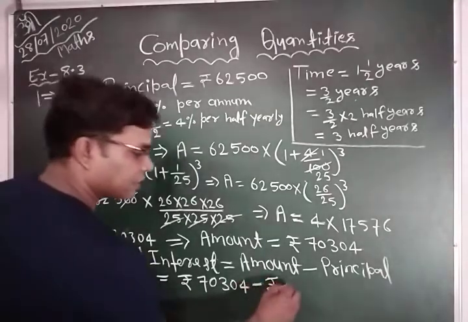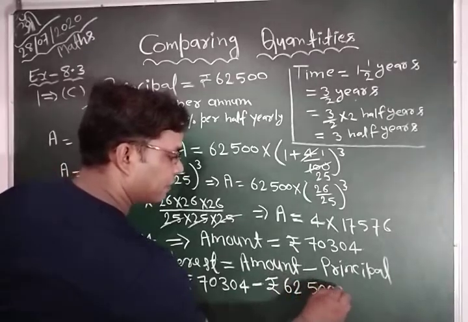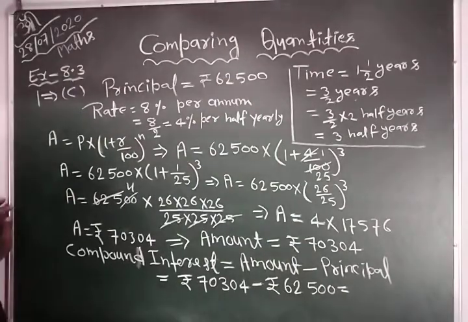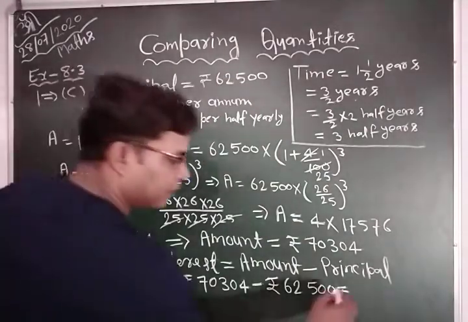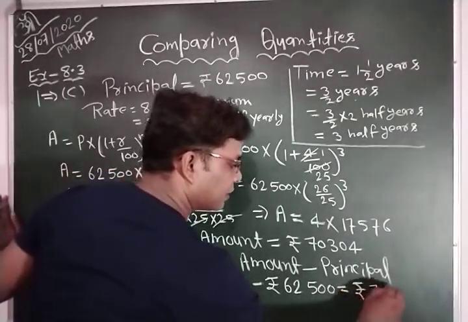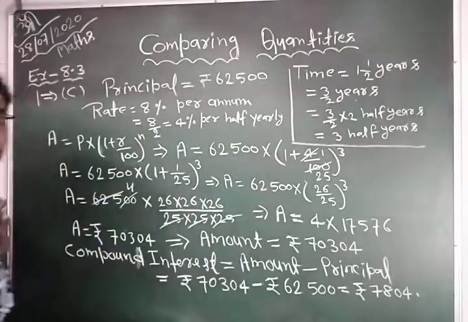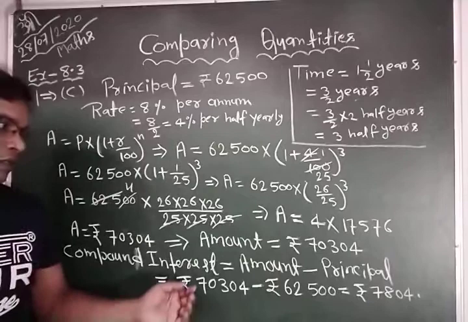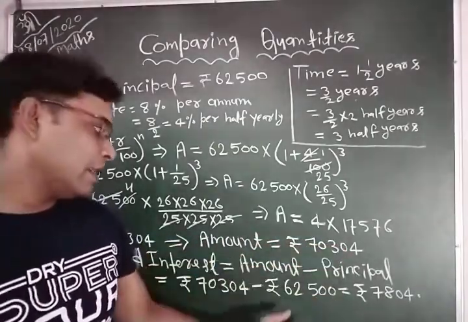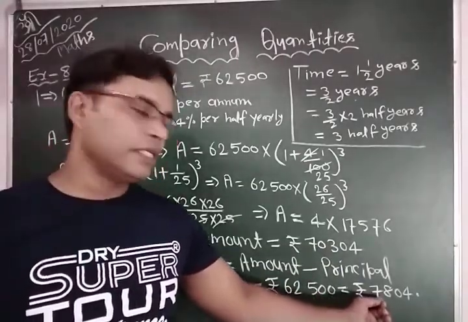62,500. Subtract it and you find 7,804 rupees. Okay, so here you find amount 70,304 and this compound interest is 7,804.